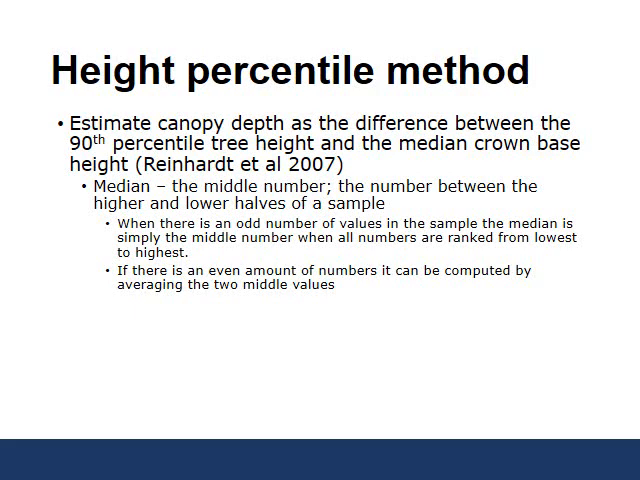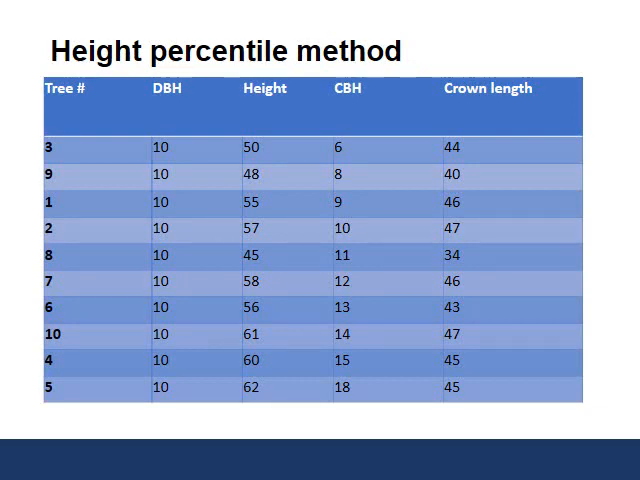A second method for estimating the canopy depth is using the height percentile method. In this method, the depth is estimated as the difference between the 90th percentile tree height and the median crown base height. In this table, you can see I have recorded the tree list from the lowest to highest in terms of crown base height. In this case, we need to average 11 and 12 to get the median value, which is 11.5.